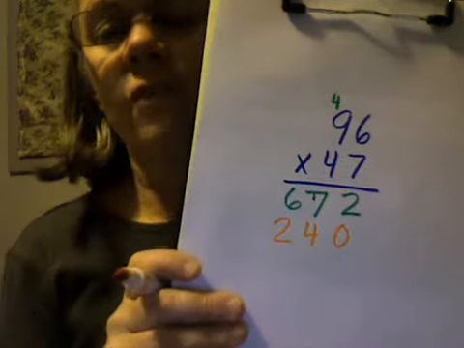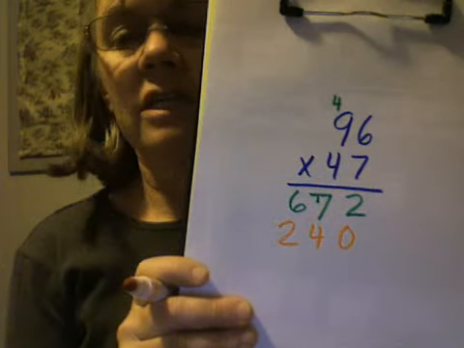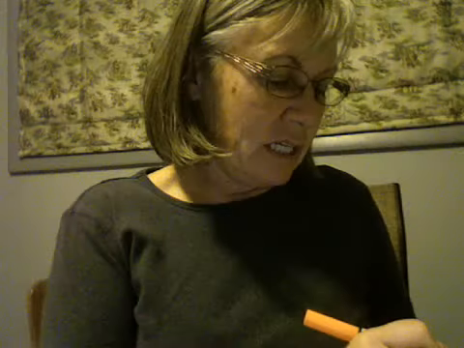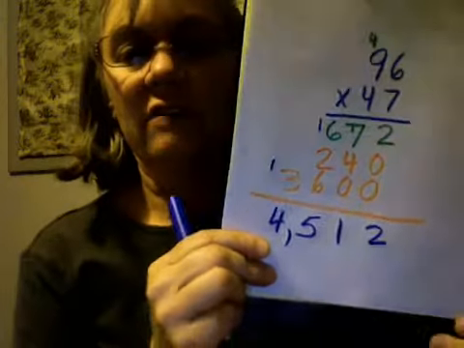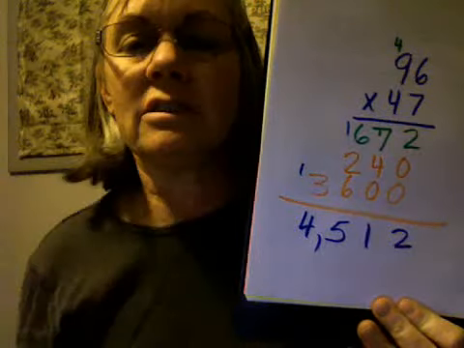Next we do 40 groups of 90. We can think of 4 times 9 as 36, but 40 groups of 90 is 3,600. And then when we add together, our final result is 4,512. I'm hoping you can study this and see how I've done my addition.